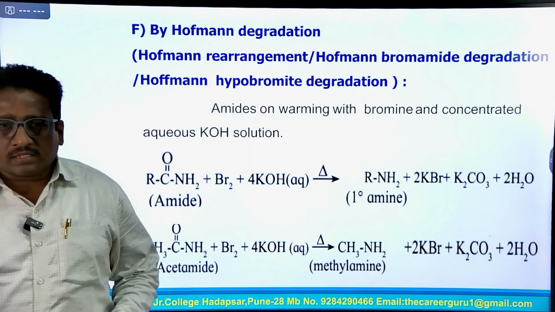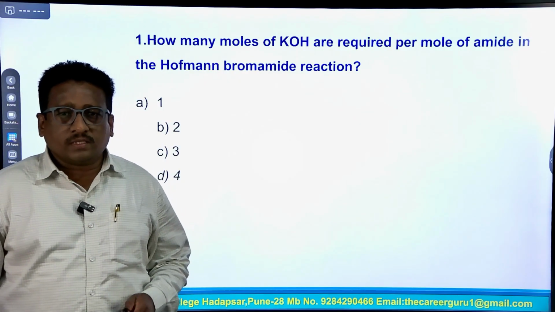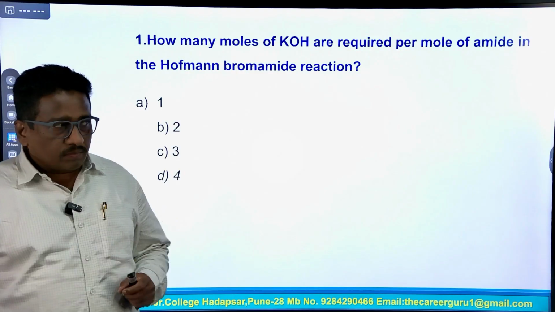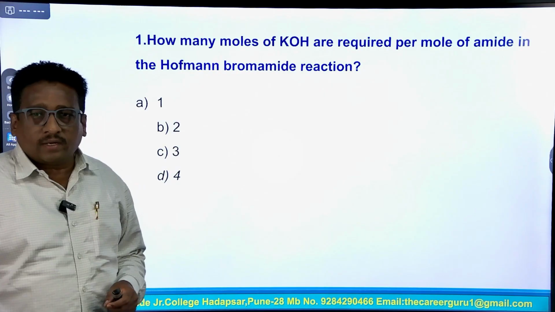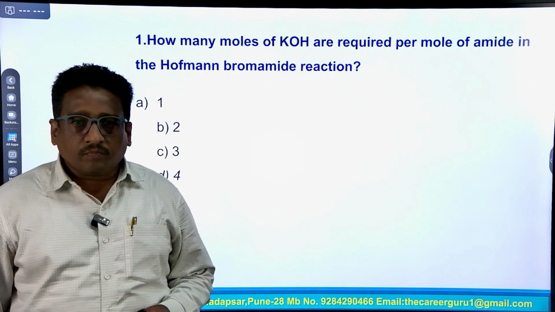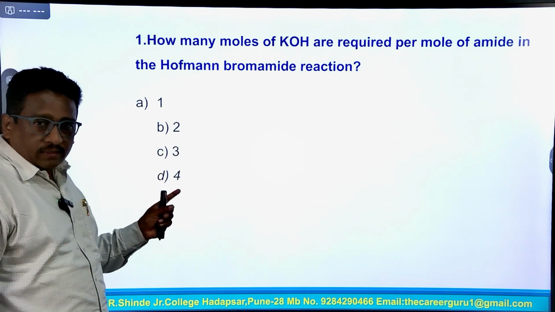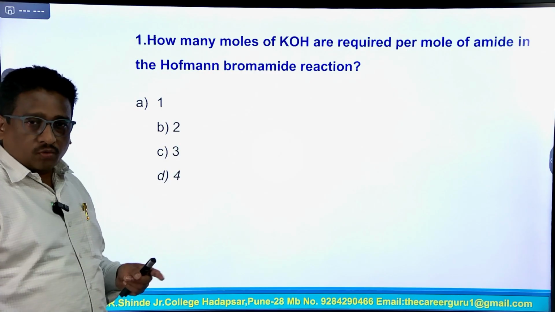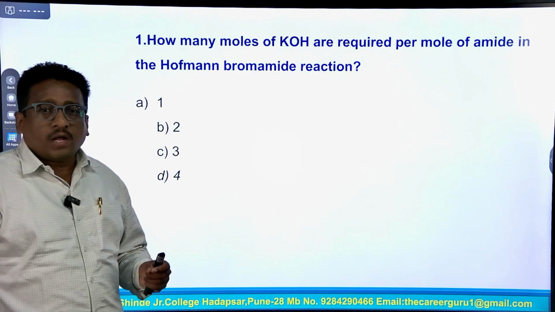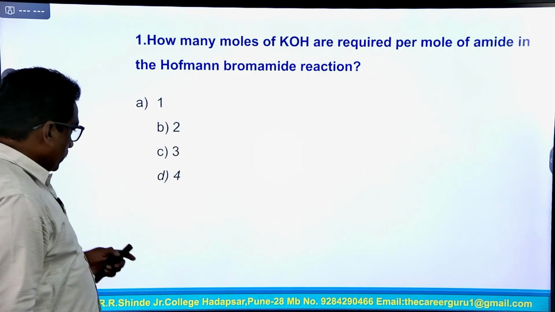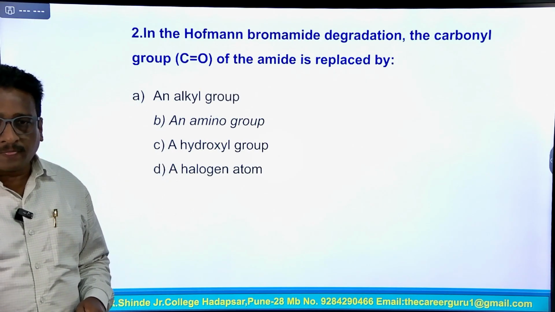Next, we will discuss some MCQs based on Hofmann's degradation reaction. Number 1, how many moles of KOH are required per mole of amide in the Hofmann's bromamide degradation? Out of these 4 options, we have already studied that 4 moles of KOH or NaOH are required to convert the amide molecule into amine molecule. So, the correct option is option D, 4 moles of KOH required.